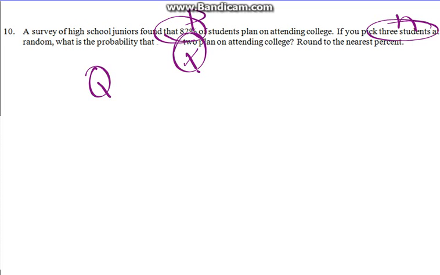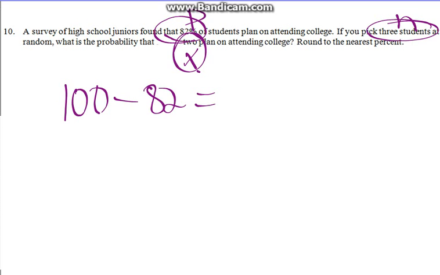So the only thing left to calculate is our Q, that's our fail rate. Well, probability is like the pass rate, Q is the fail rate. So if you take our pass rate, 82% from 100, we get 18. So our Q is equal to 18%, or 0.18.